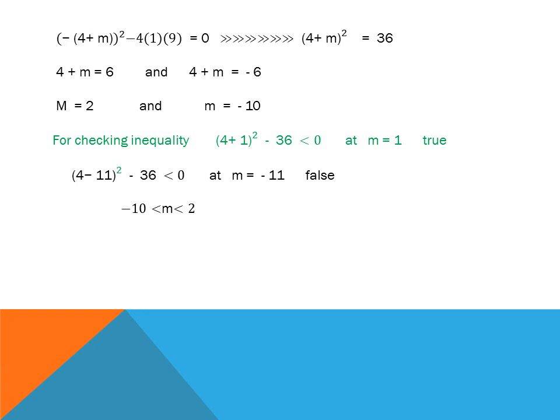lesser value of m: I put m equal to 1 here. So (4 plus 1) whole squared minus 36 is less than 0. It's true, because 25 minus 36 is less than 0. So it means our solution is less than 2 here. Then I applied the lesser value of minus 11 here: (4 minus 11) squared minus 36 is less than 0. This is false. It means m is greater than minus 10, because at minus 11 the solution is false. So the solution does not lie less than minus 10. So the solution is m is greater than minus 10 but less than 2.